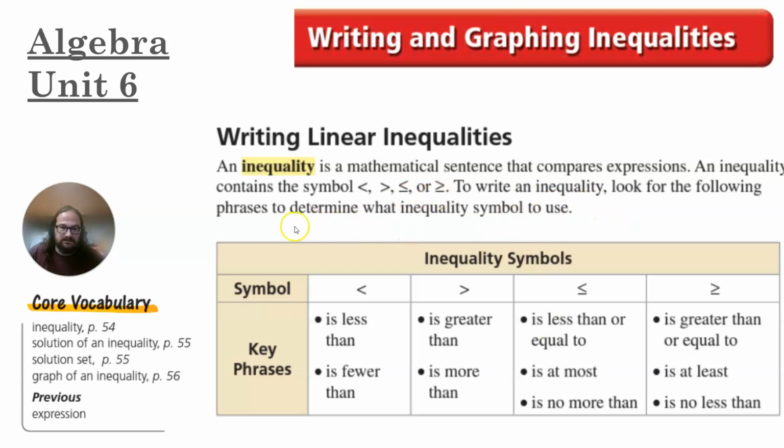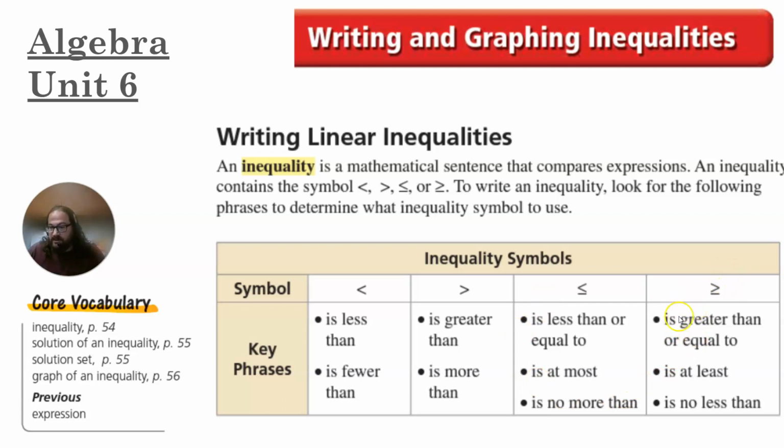When we write inequalities from sentences, we're going to look for certain phrases to tell us which inequality symbols to use. So for the less than symbol, you're going to look for "is less than" or "is fewer than." For the greater than symbol, you're looking for "is greater than" or "is more than." For less than or equal to, they could just say "is less than or equal to," or they could say "is at most." That means the highest number it could equal, or anything less than that, so that's less than or equal to, or "is no more than." It's not more than a certain number, it's that number, or everything less than that.